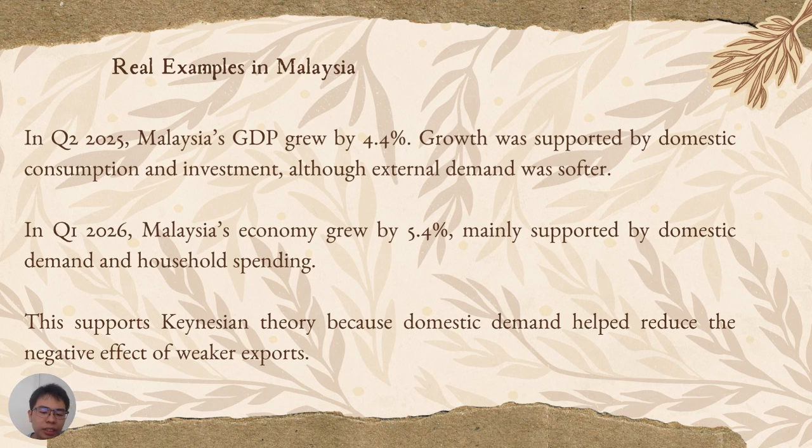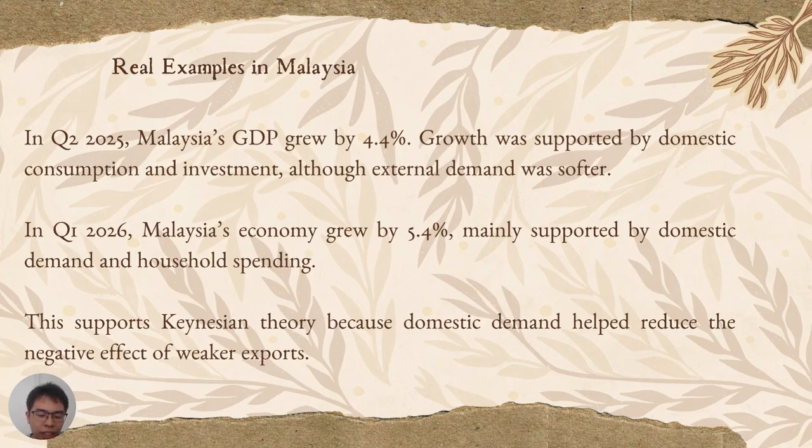This can be seen in Malaysia's recent economic performance. In the second quarter of 2025, Malaysia recorded GDP growth of 4.4%. Although external demand was softer, the economy was still supported by domestic consumption and investment. Another example is the first quarter of 2026, when Malaysia's economy expanded by 5.4%. The growth was mainly driven by domestic demand and household spending.